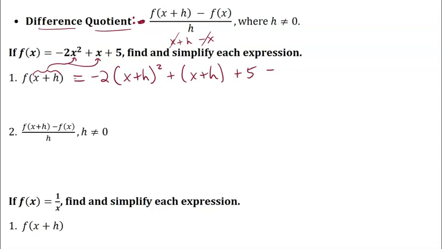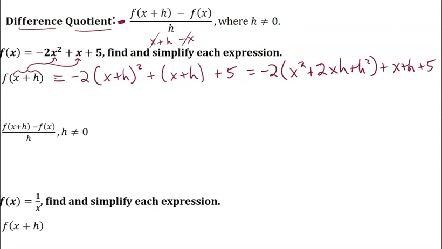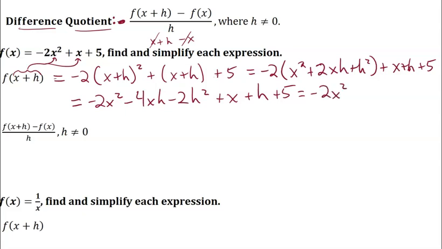We'll combine like terms. Okay, so we have negative 2 times, and then x plus h squared is x squared plus 2xh plus h squared, and then plus another x plus h plus 5, okay? Then equals, see I'm still using equal signs to connect this. I'm going to distribute the negative 2, so negative 2x squared minus 4xh minus 2h squared plus x plus h plus 5.